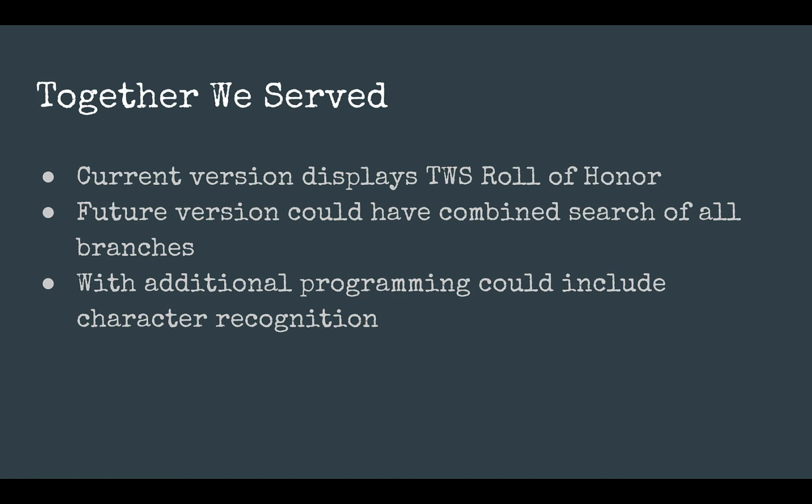Let's talk about the Together We Serve version of the smartphone app. The current version displays the Together We Serve Roll of Honor. It's divided out as the Roll of Honor is on the computer, with the branches separate. So we're hoping at some point in the future that you'll be able to do a combined search. So you can just start by typing in a name, and it doesn't matter if they were in the Marines or the Air Force or Army or Navy, Coast Guard, you'll be able to search for all of them at one time. Right now you have to first identify the branch they're in before you can do the search. And I'll talk a little bit later about some additional programming that we might be able to do with this.